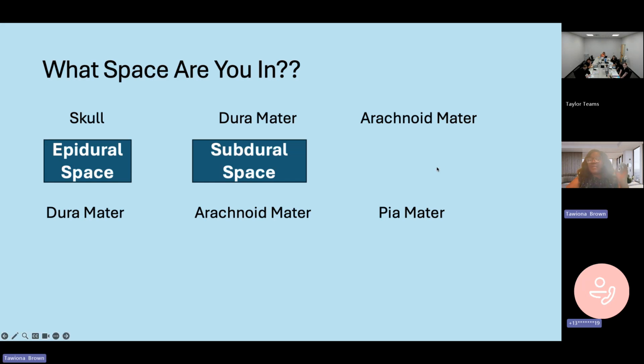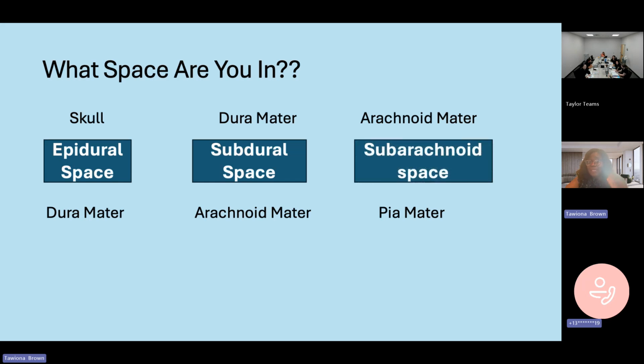Subarachnoid. The subarachnoid space. And what's the good trivia that you need to remember about the subarachnoid space? It's the one true space within the brain that's going to have all of the blood vessels, the veins, and the cerebral spinal fluid. If you have any type of clot or hemorrhage happen within this area, this person is in deep trouble.